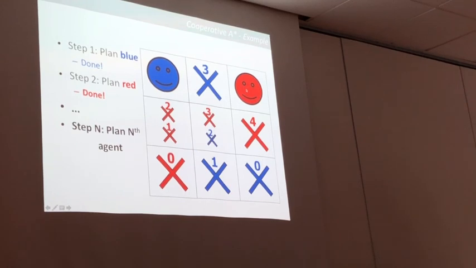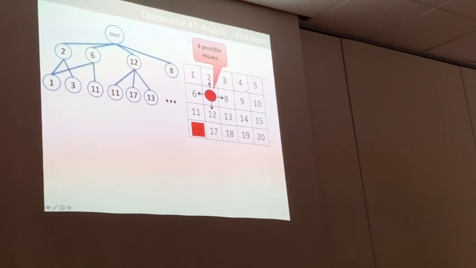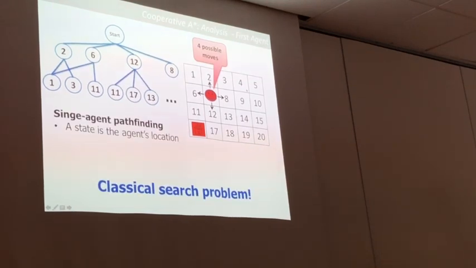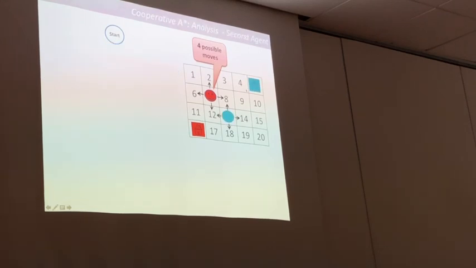So now, let's try to analyze what's going on. The first agent, the red one, ran a classical search problem. It had 4 possible moves, and its search space would look something like this. Very standard problem. The state is the agent's location in the first agent's path. The number of states then is 20 in this case. And what's the branching factor for the first agent? 4, right? It's written there, because it has 4 moves. Now let's look at the second agent, the blue one. I took a slightly bigger grid so it will be easier to show things. The blue one also runs as a classical A* search, more or less.